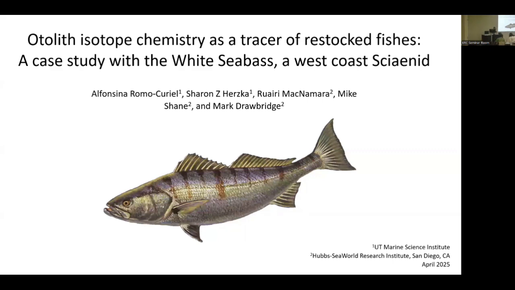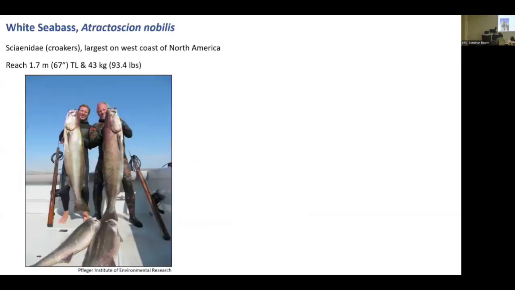I'll start talking about the white seabass, Atractoscion nobilis. That is the largest sciaenid species on the Pacific coast of North America. It can reach 1.7 meters in total length, which means it can be taller than me, and it can weigh 43 kilograms.